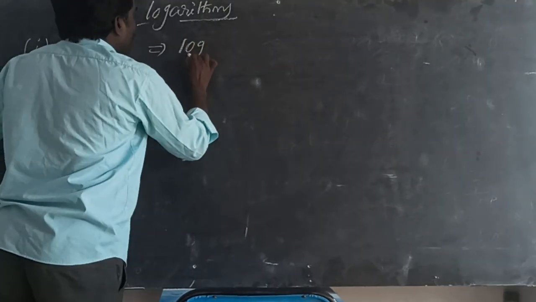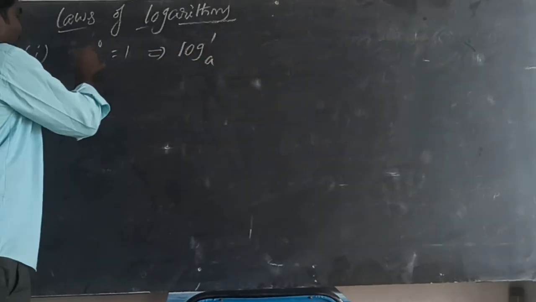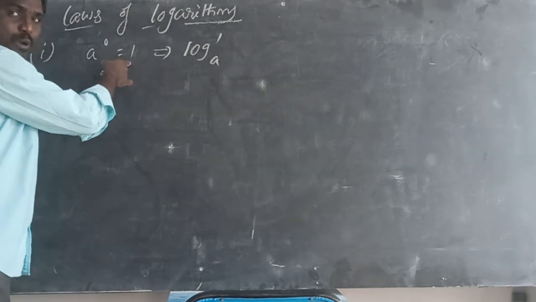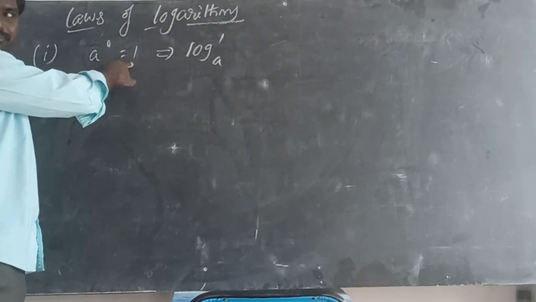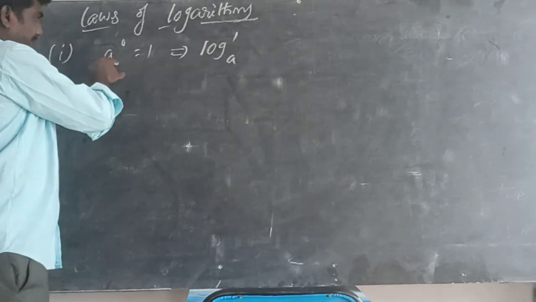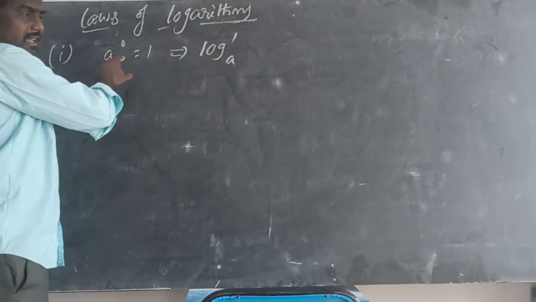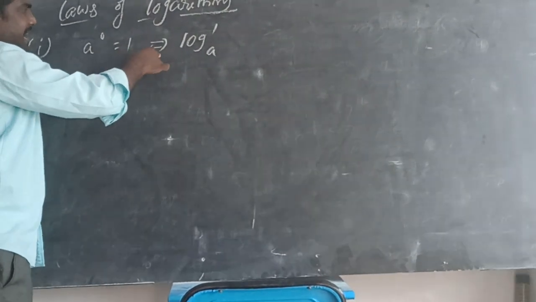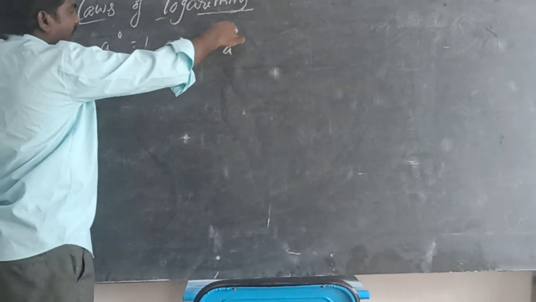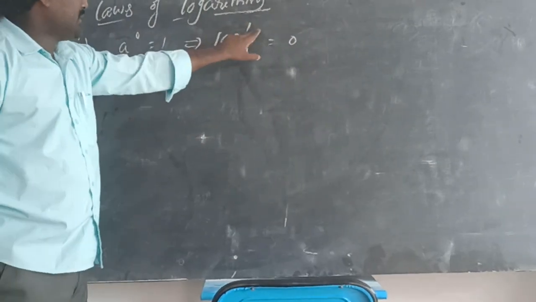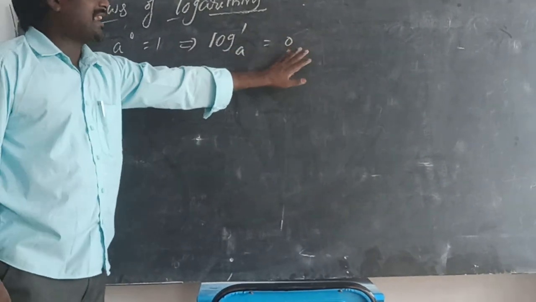So log 1 base a. Here the power is 0, the base is anything, and its value is 1. It is the law of exponents: a power 0 is equal to 1. The power is 0, the base is a. a is anything, the power is 0, its value is 1. So this we can write in logarithm form: log 1 base a is equal to 0. Log 1 with any base, its value is 0.